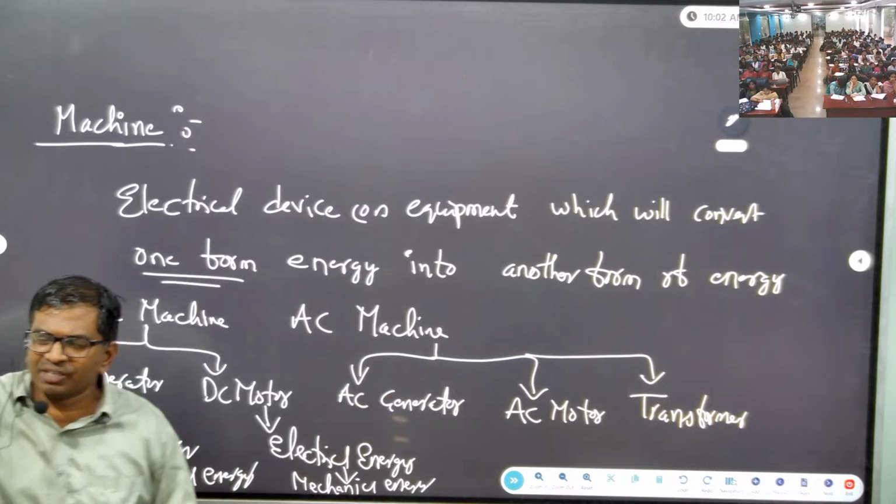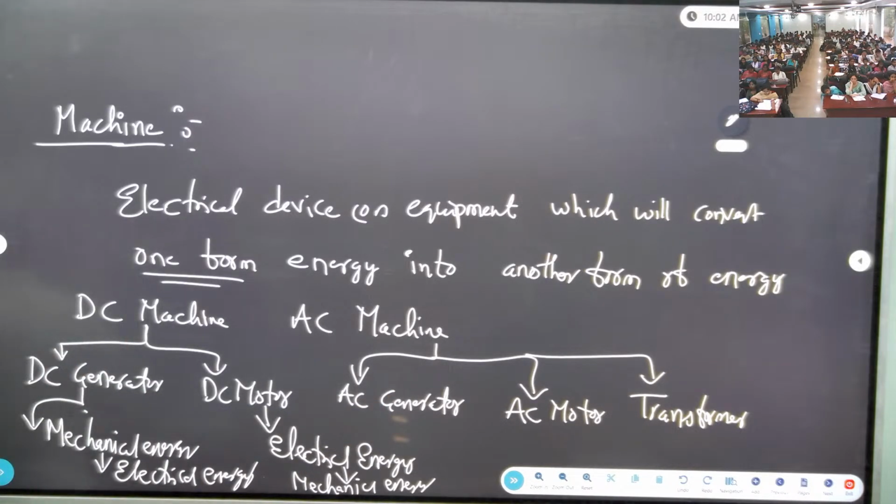A generator means which will convert mechanical energy into electrical energy. Mechanical energy means in the form of rotation. So input is rotation, we are rotating something, and we are getting output as electrical energy. So the main idea of the generator is that somebody rotates and we get output as electrical energy. Motor means we are giving input as electrical energy.